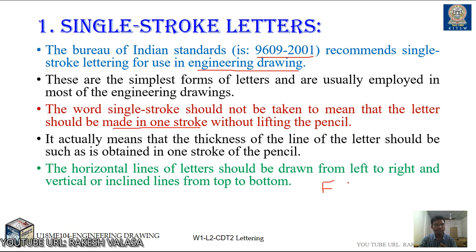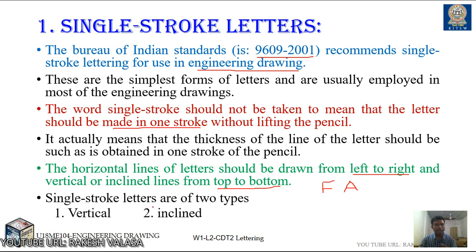A is the example for an inclined letter, top to bottom, and the horizontal line left to right. The horizontal lines of letters should be drawn from left to right and vertical or inclined lines from top to bottom. This is the procedure to print single stroke letters on a drawing sheet.